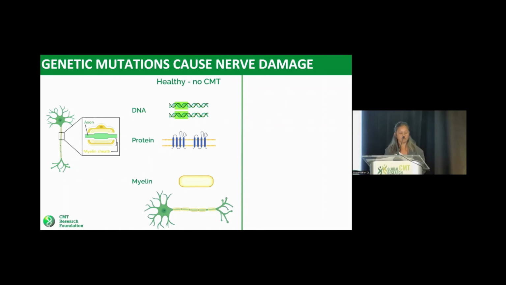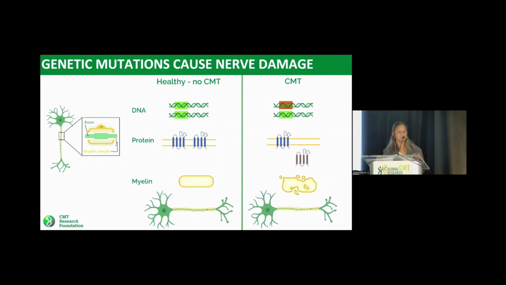And we know that CMT has over 100 different genes. These genes are generally involved in making proteins that support the structure or function of your nerves. And so when there are specific genes that are being implicated, this also shows and determines the subtypes of CMT, and symptoms can vary.